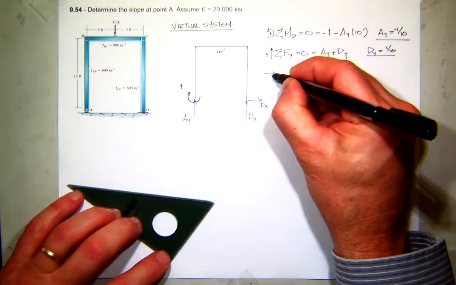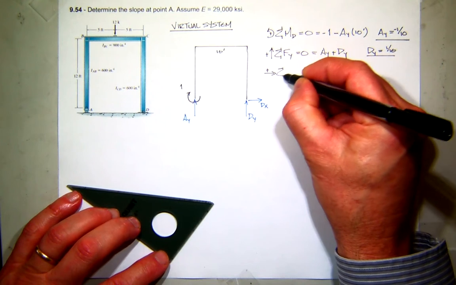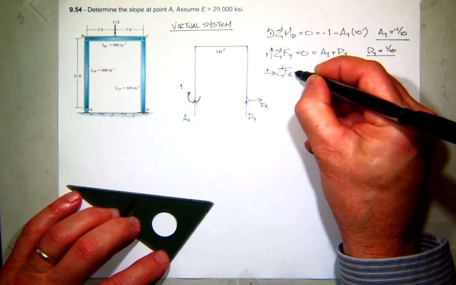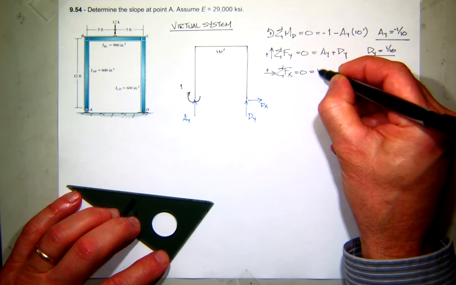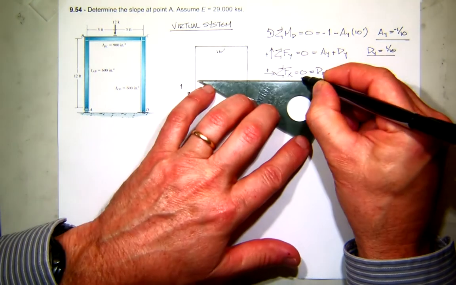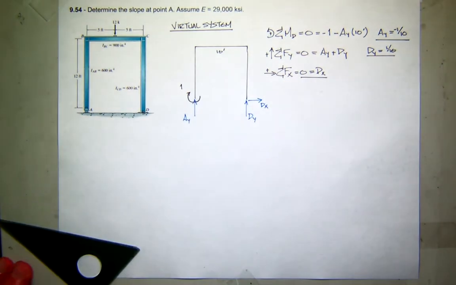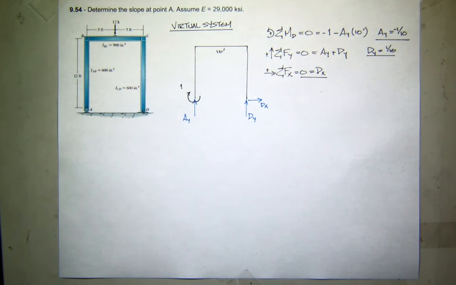And just to make sure this is all nice and tidy, we'll go ahead and sum forces in the X direction. And all we have is dx, so it's 0. So I have my reaction. Now before we cut, let's go ahead and talk about that.